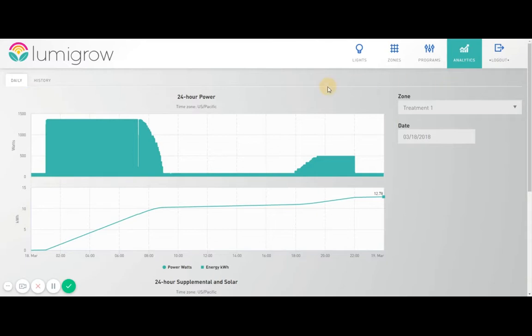This first graph shows an estimate of how much power your fixtures are using at a given point in time over the course of 24 hours. You can see here that the lights turned off and then turned back on toward the end of the day. The line graph right below shows your cumulative power consumption as the day goes on. This is a great way to monitor how much energy your fixtures are using over time.